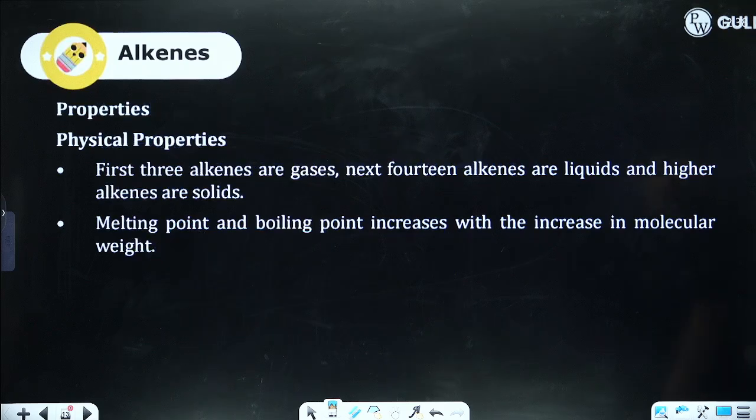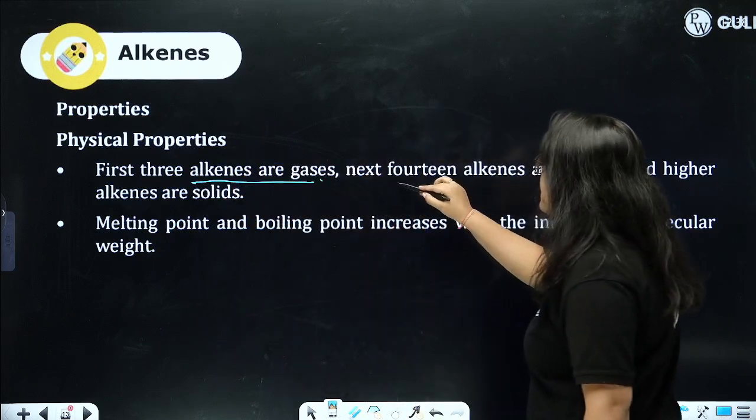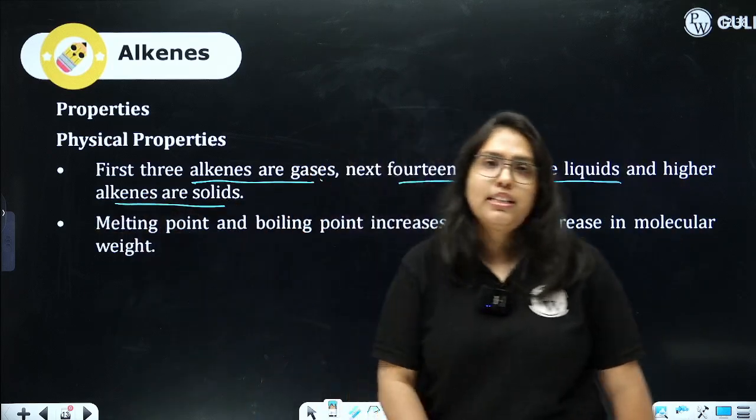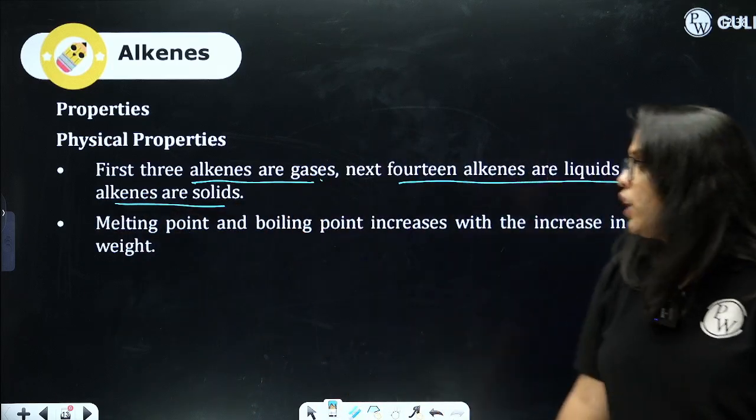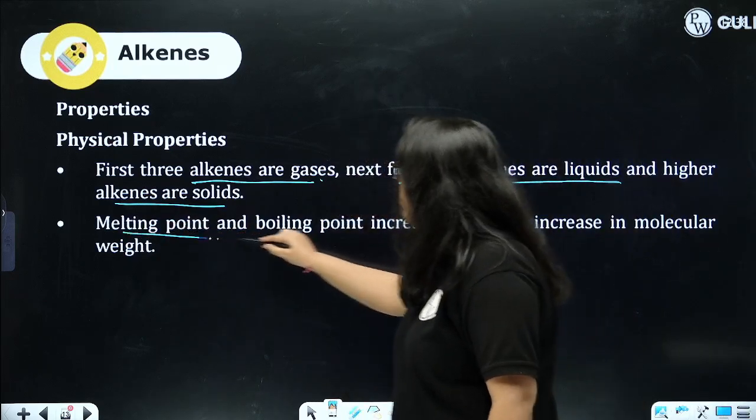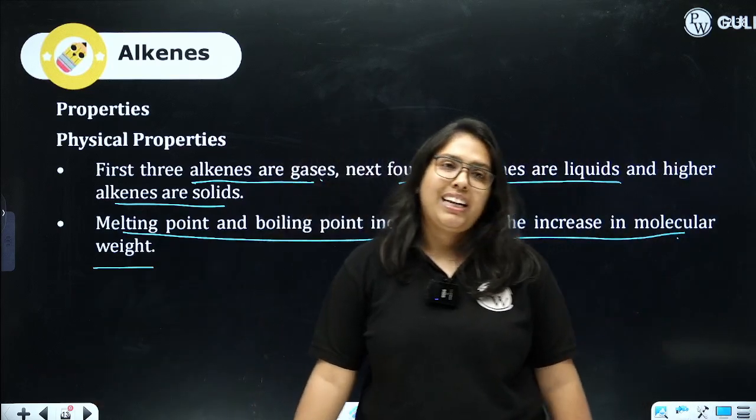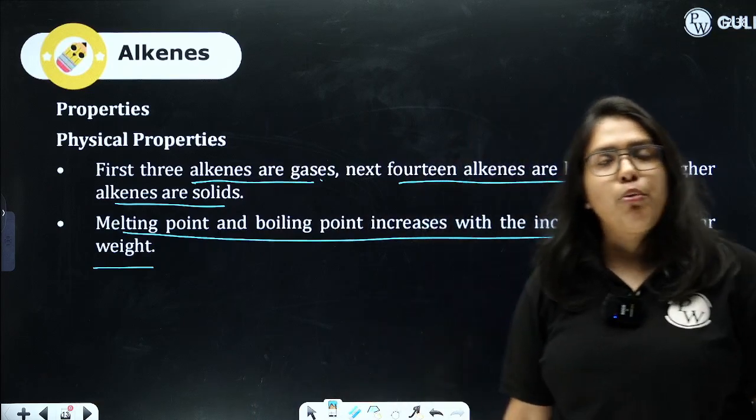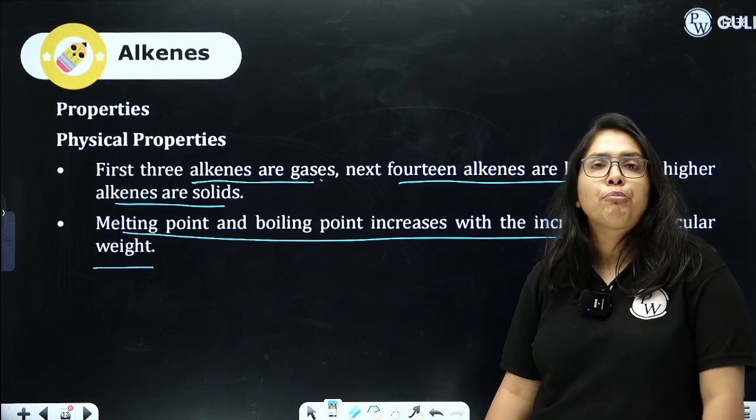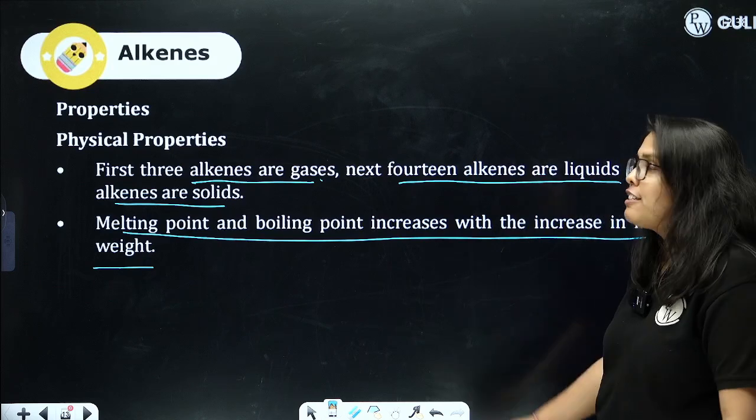Now, what are the physical properties? First three alkenes are gases, next 14 alkenes are liquids, and the higher alkenes are solids. Melting point and boiling point increase with increase in molecular weight. If the molecular weight is increasing, melting point and boiling point will increase. As you are going higher up in the series, obviously the melting point and boiling point will increase because of the increase in their molecular weight.